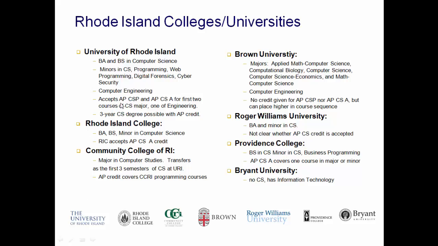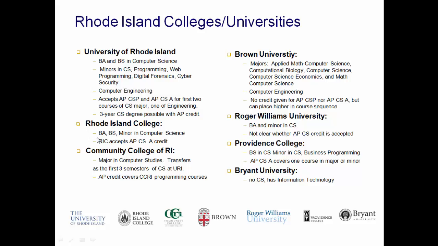We accept AP Computer Science Principles credit and AP Computer Science A credit, which can get several of your courses out of the way if you've taken those in high school. In fact, we have a new program where you can do a 3-year degree at URI, getting a full Bachelor of Arts degree in computer science, as long as you've taken some of the AP courses in high school.